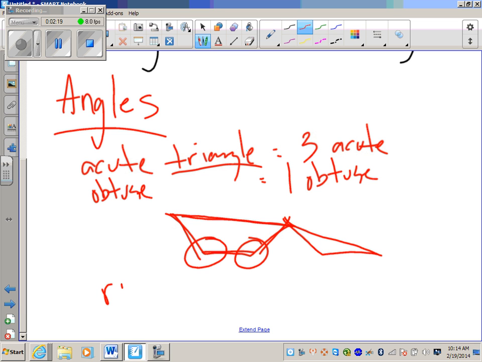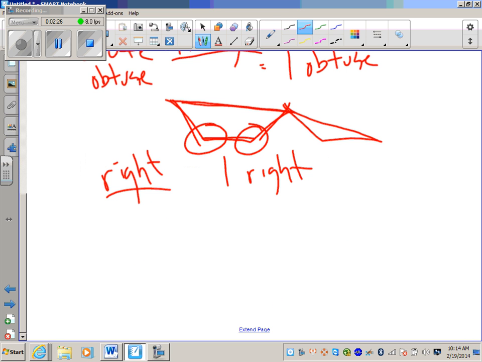And the right triangle, very similar. It only has one right angle. And for that same reason, if this is a right angle, I can't have another right angle and still call it a triangle. Does that make sense?